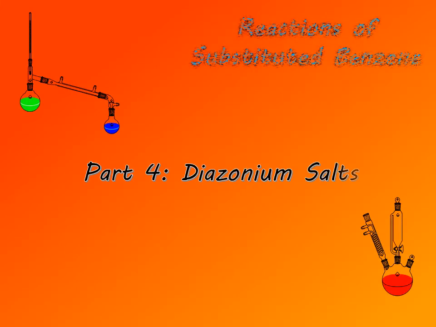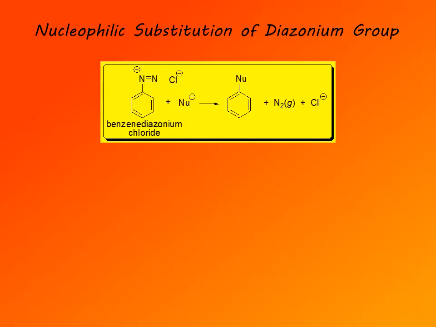In this video, we are going to look into aromatic diazonium salts, into their preparation and their reactions. In the previous videos, you have seen that electrophilic aromatic substitution is a common reaction of benzene ring or aromatic compounds. Of course, in those cases, reagents are electrophiles.